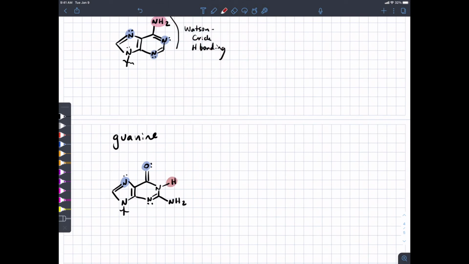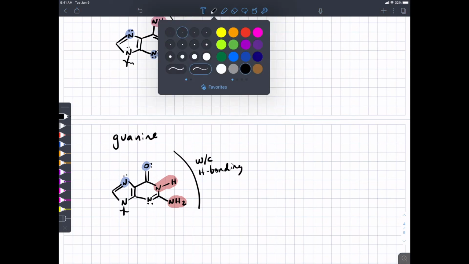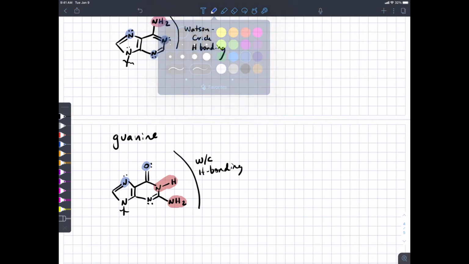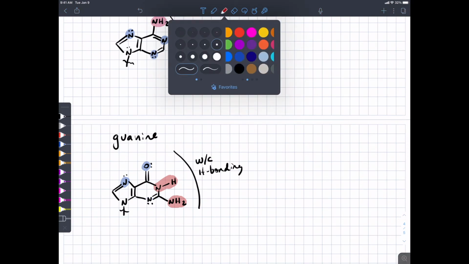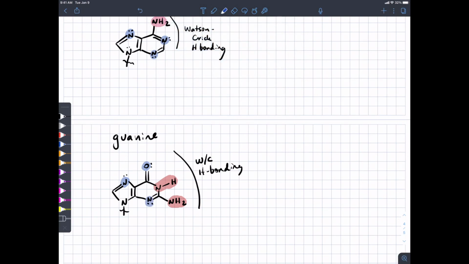But this nitrogen-hydrogen bond is a donor, and then you've got a donor here. Okay, and again, this is the face that's available for Watson-Crick hydrogen bonding. That's the kind of hydrogen bonding that's involved in the DNA duplex. All right, questions so far about those 2 structures? Sorry, I'm trying to label stuff.